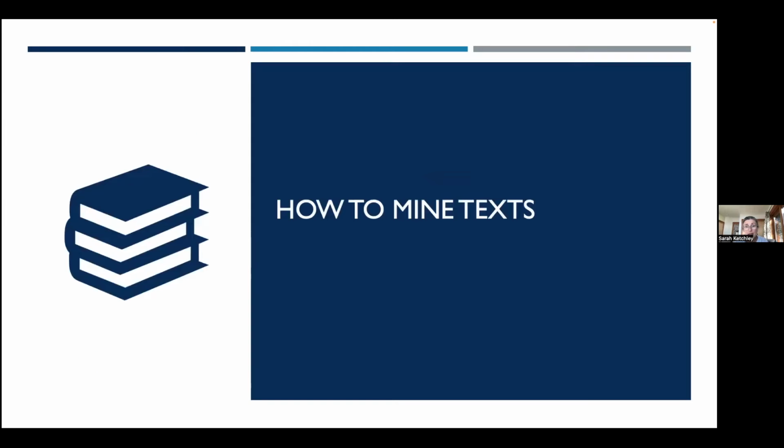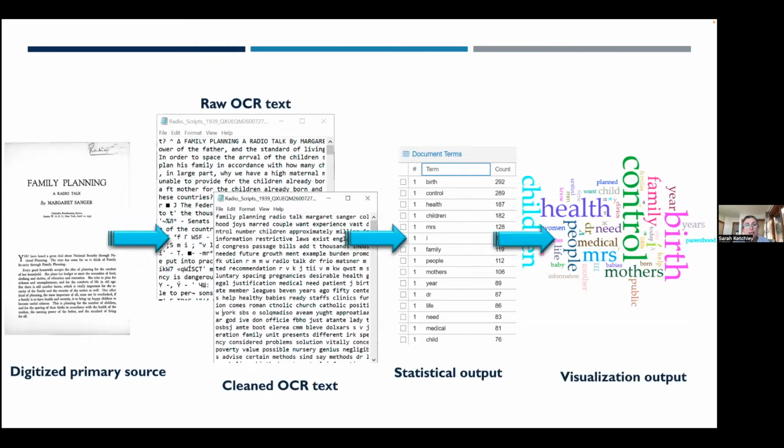And then what we'll be doing today is looking at how we go from a digitized, oops, it hasn't moved on. Here we go. How we go from a digitized primary source through to statistical output and visualization output via the raw plain text that you'll see in the digital lab.